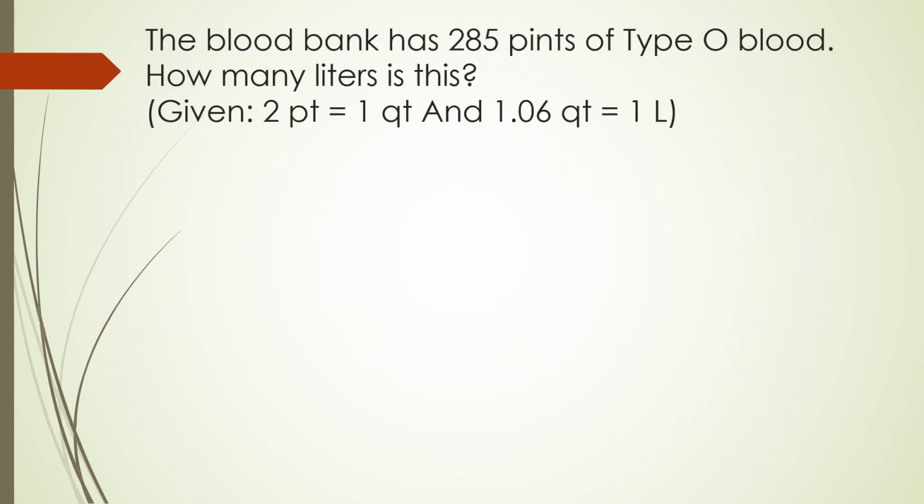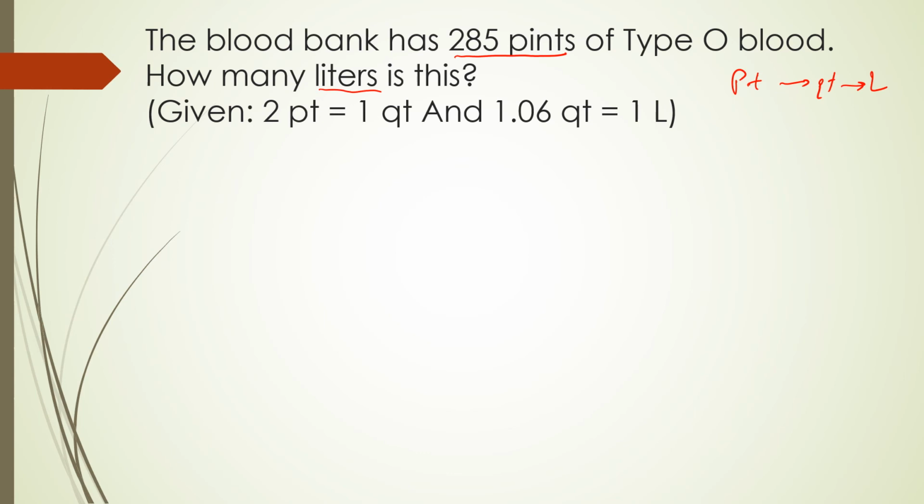Let's try another problem. In this problem, we are converting 285 pints of blood to liters. So pints to liters. Now there is no direct relationship between pints and liters. As you can see, pint to quart is given, and then from quarts we can go to liters. These two are already given to us. So in this problem, we are going from English unit to metric unit, but the process is exactly the same.